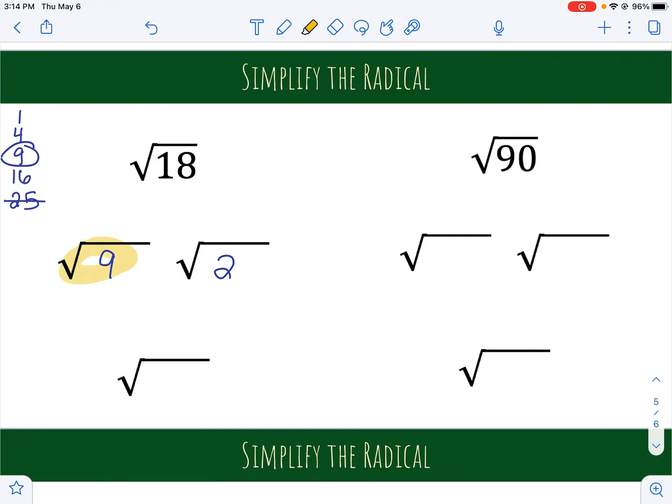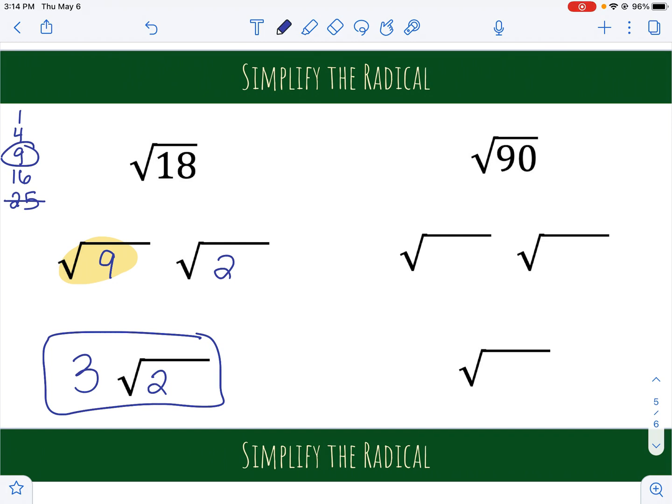Okay, so again, that's our perfect square, which means it gets to become 3. And 2 is not on our list, so it has to stay on the inside. So our answer would be 3 rad 2, or 3 square root of 2.